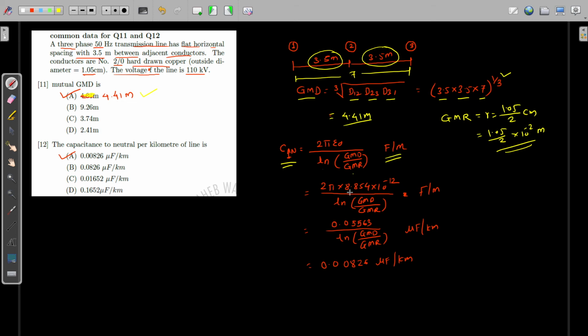So I have substituted the value of epsilon 0, and I have adjusted the 10 raised to value. Then this is the formula. Now henceforth you remember this formula. This is a very important formula to calculate the capacitance.